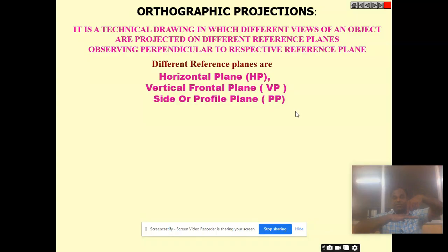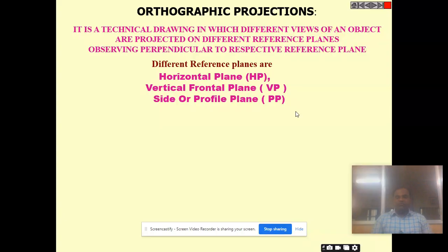It is written in the first statement, observing perpendicular to the respective reference plane. The definition of orthographic projection tells us it is a technical drawing in which different views of an object are projected on different reference planes. The third statement is important: observing perpendicular to the respective plane. That means if the horizontal plane is like this, then the object is kept here, and if you are observing, you have to look at it from the upper direction in this way. So the direction is perpendicular to the plane. This is a horizontal plane, and this is the direction of observation.